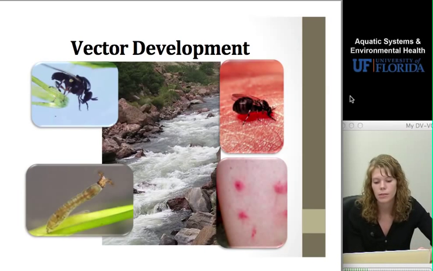And larval density is positively correlated with the velocity of the water body. So higher densities of larvae are found in the highest velocity portions of a water body. And multiple bites are needed to contract symptoms of onchocerciasis.